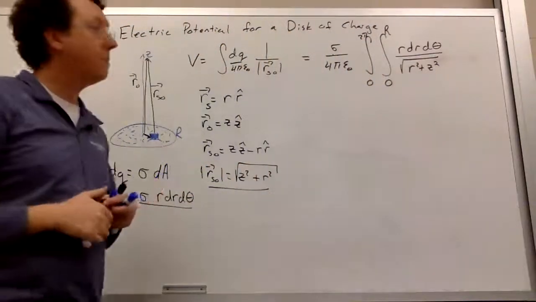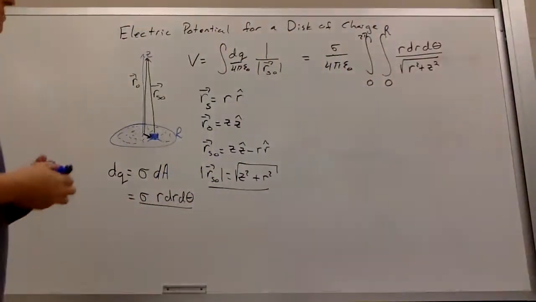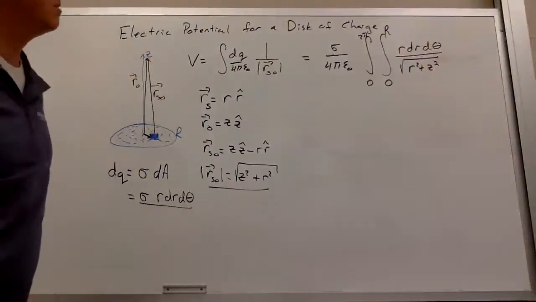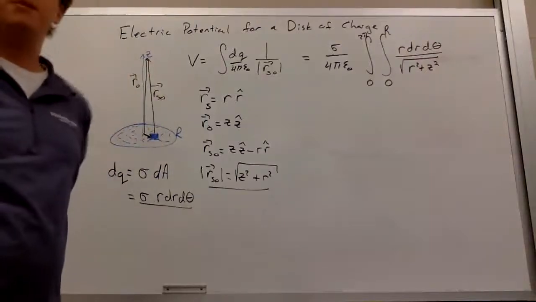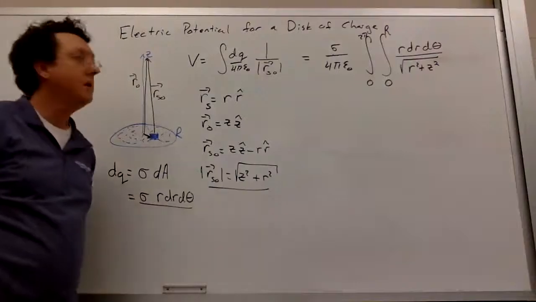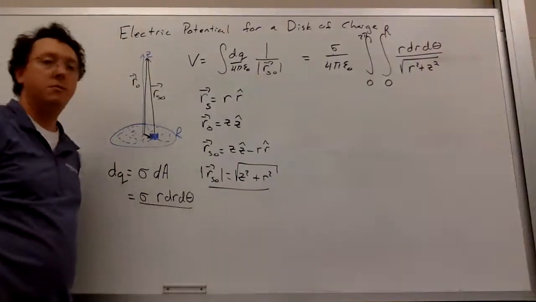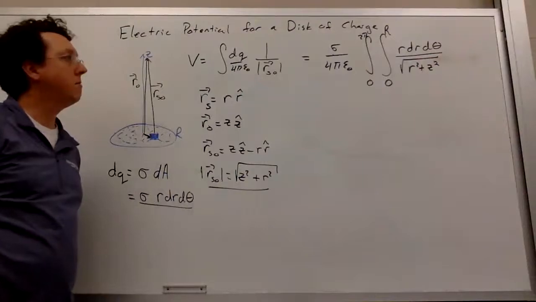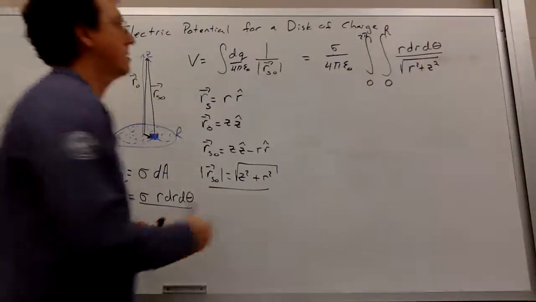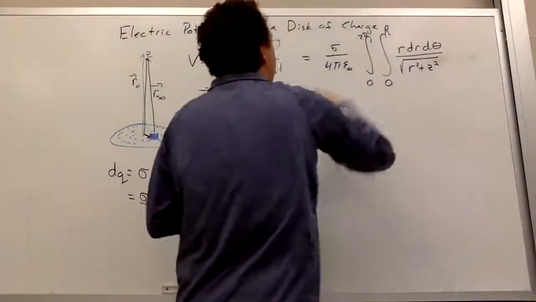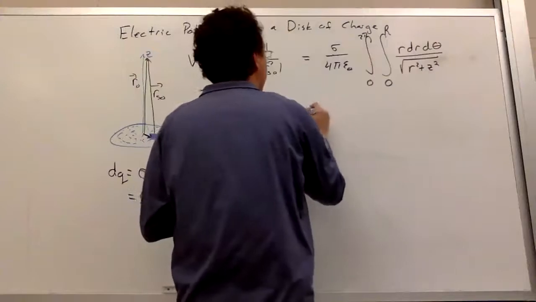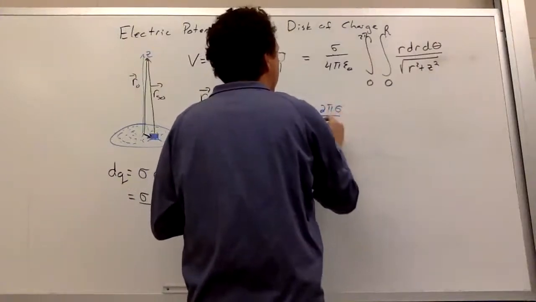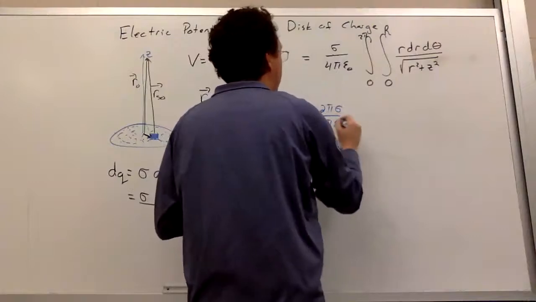Now we have to perform that integral. The physics is really done at this point. Maybe at the very end we can check that we get the right answer, that it has the appropriate limit when z goes to infinity. It should look like a point charge. But the real work is just mathematics. So let's first do the theta integral. That's trivial. That's going to give me 2 pi sigma over 4 pi epsilon naught out front.